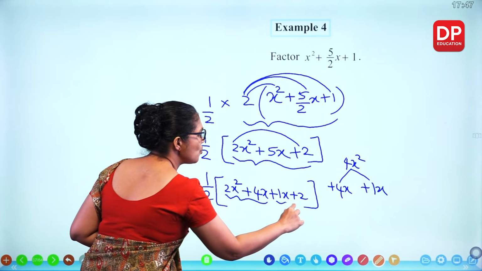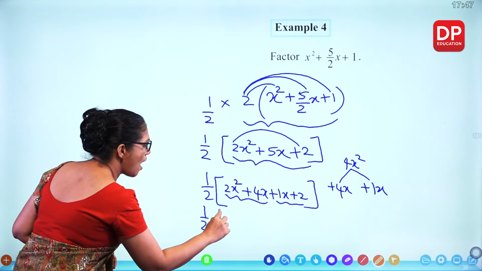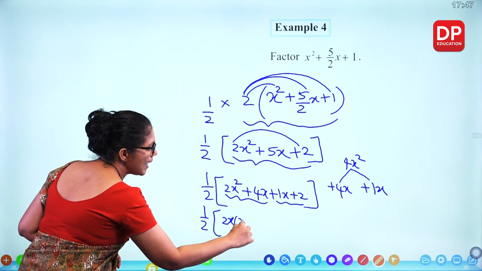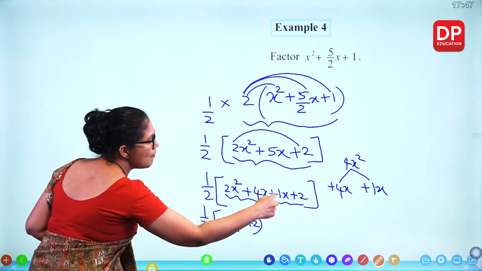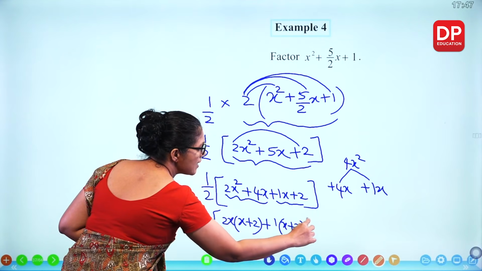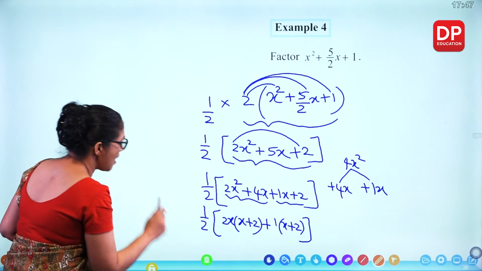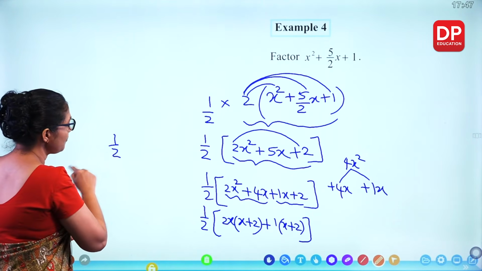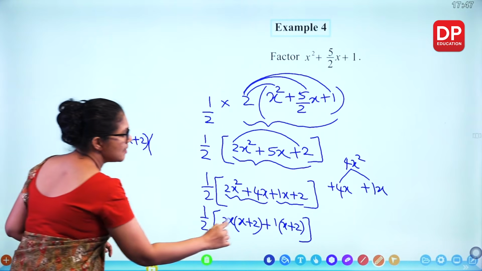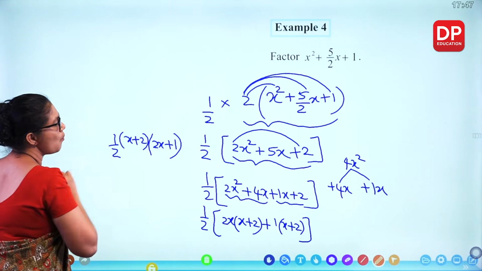Now take first two and last two separately and factorize. So I have to write half there. 2x is common, take it out. X plus 2 remaining. When you take plus 1 out, x plus 2 remaining. Then you can see x plus 2 is common. I can write half, x plus 2, and what's the other factor? You get 2x plus 1.